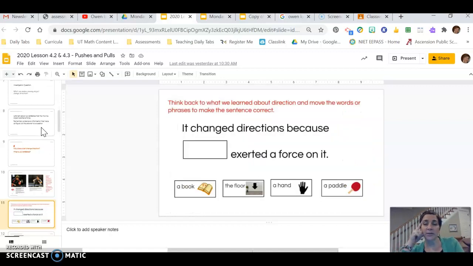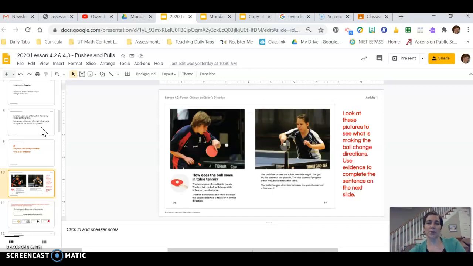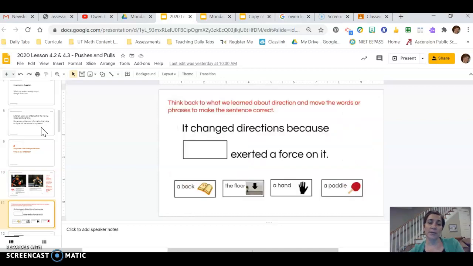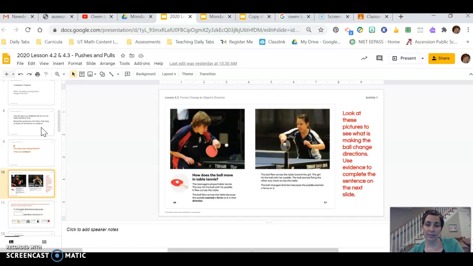Okay, so here's a question. I want us to figure out this sentence. It changed directions. It is the ball. So the ball changes directions because what exerted a force on it? Let's go back and look at the picture. It was going to one side of the table, and now it's going to the other side of the table. So what made it change directions? Was it a book, the floor, a hand, or a paddle? What made that ball change directions?